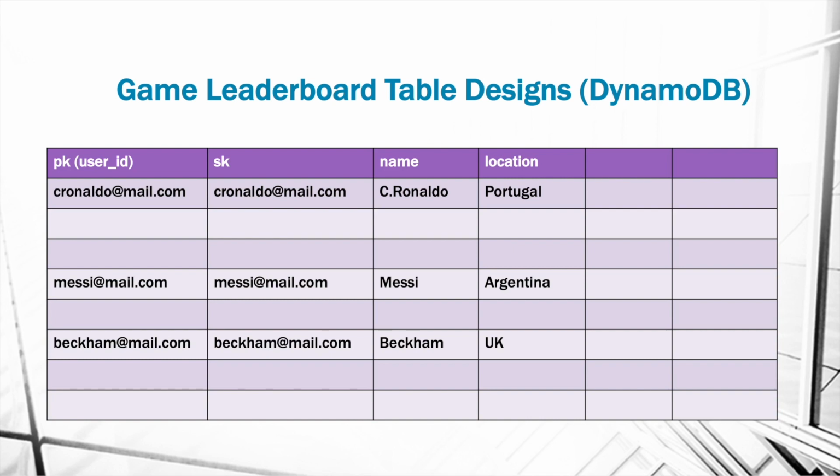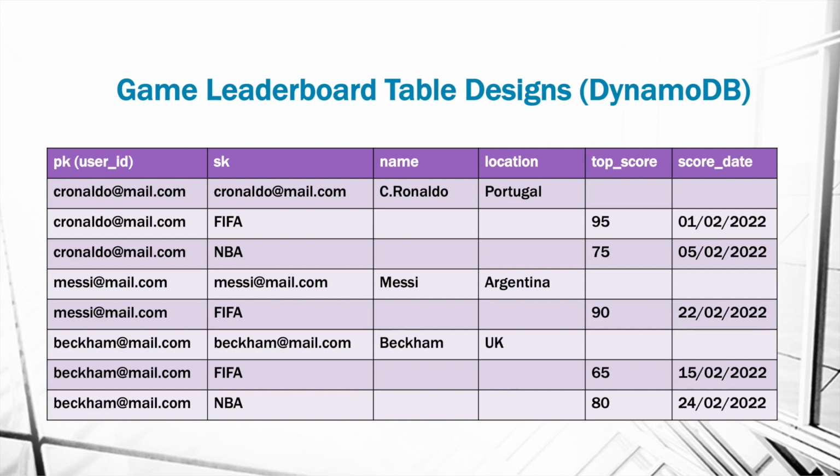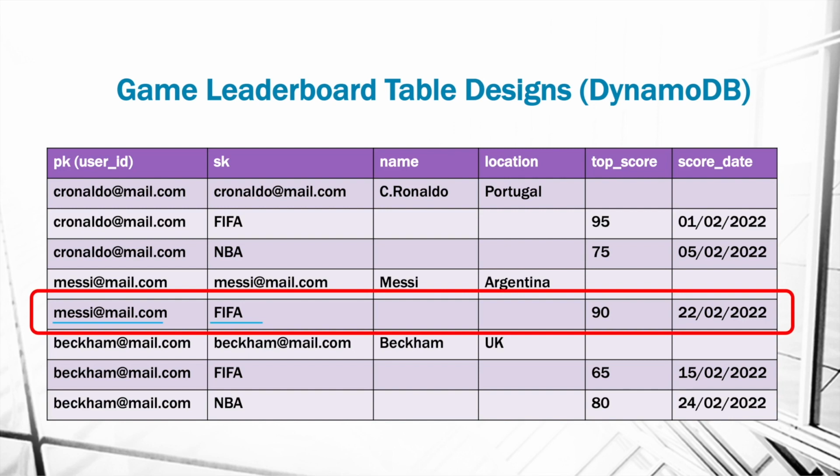Then I put the top score data into the table. I assign the game name as the sort key. Therefore, in this way, we can query the top score of the game, for example, FIFA, played by Messi, by using the partition key equal to messi@mail.com and the SK equal to FIFA.